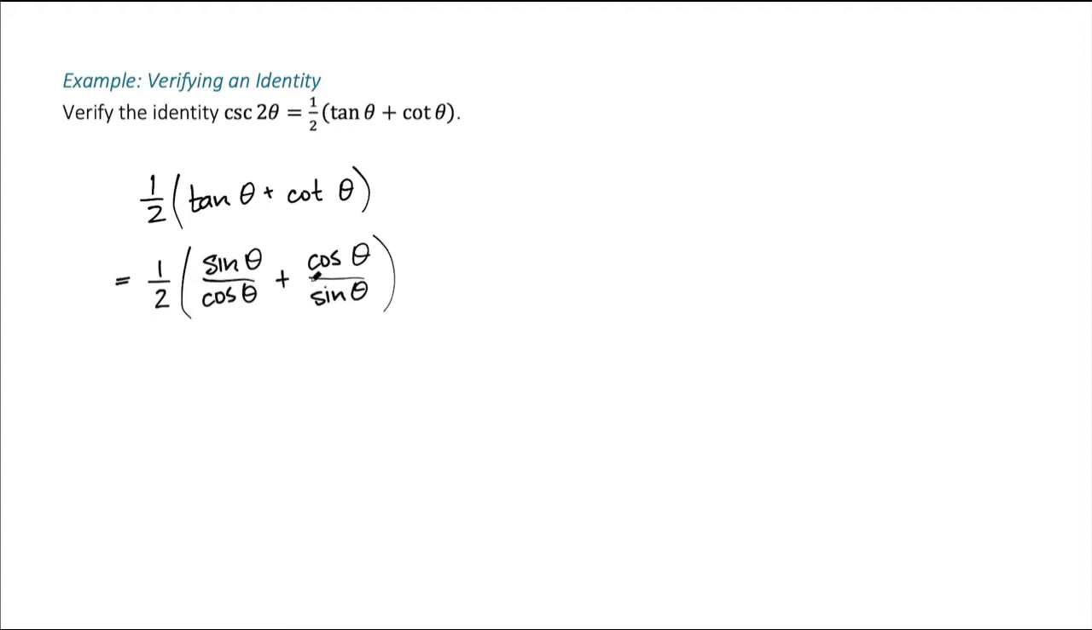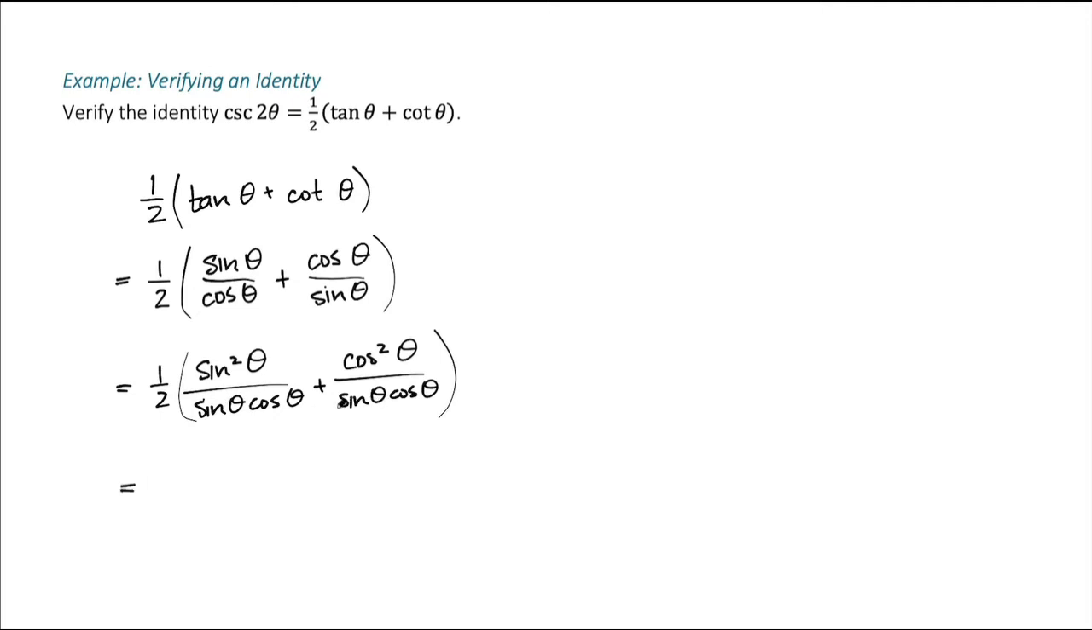Now I have these fractions that are being added, so I can go ahead and combine them, getting a common denominator. So let's go ahead and do that here. I have a common denominator of sine times cosine. So this first fraction is going to get an extra sine. So this is going to be a sine squared theta over sine theta cosine theta. And then here, if I multiply this by a cosine on top and bottom, I get a cosine squared theta over sine theta cosine theta.